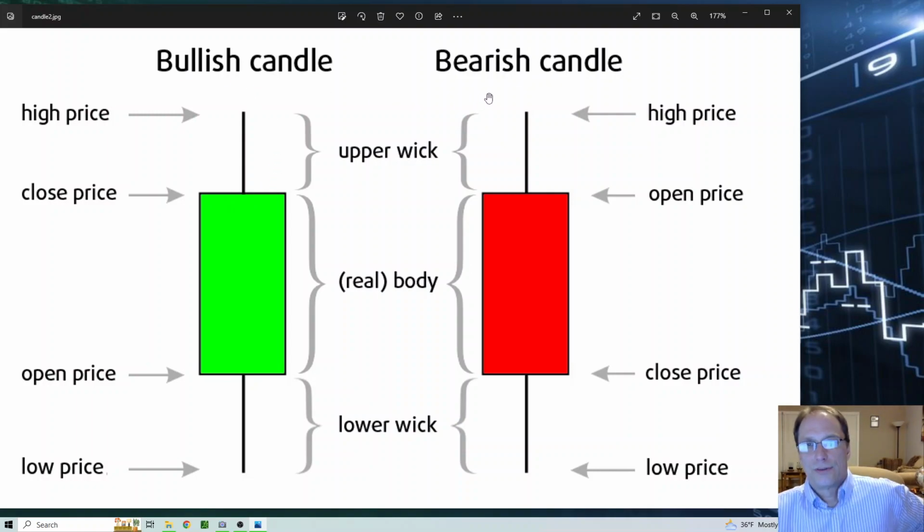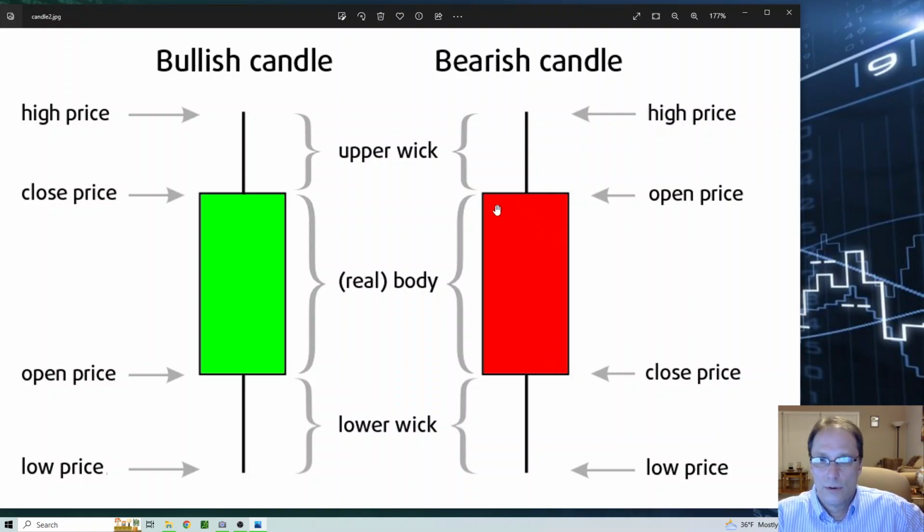Now a bearish candlestick. Here's the body. The open price was here. It might have squeezed up a little higher, and then selling pressure pushed it all the way down to the lowest point. Then some buyers came in, support, and it closed here at the end of the day.